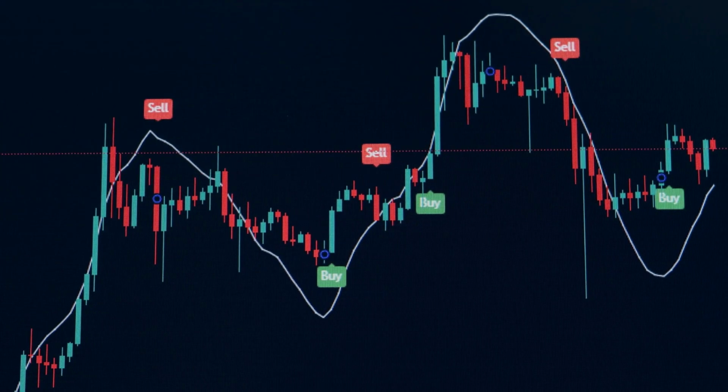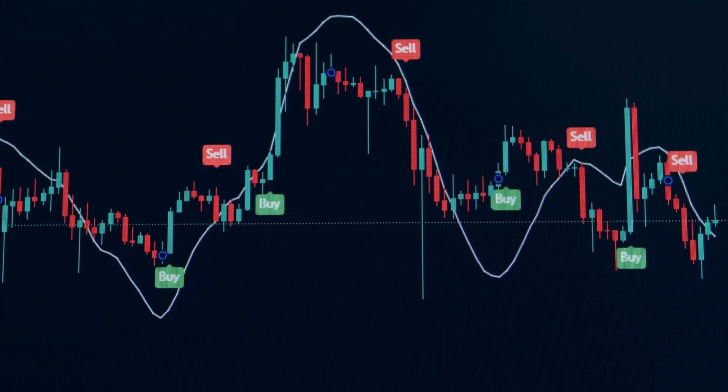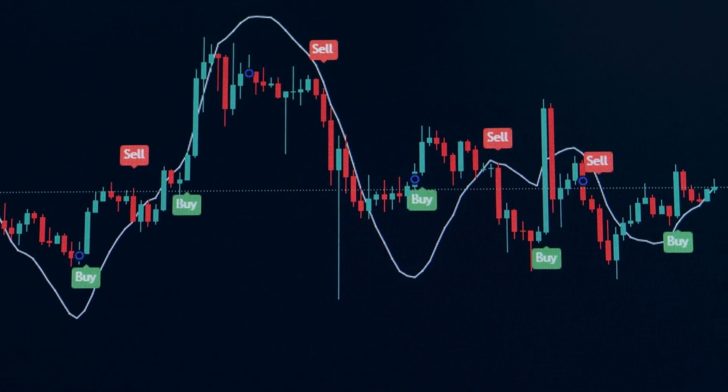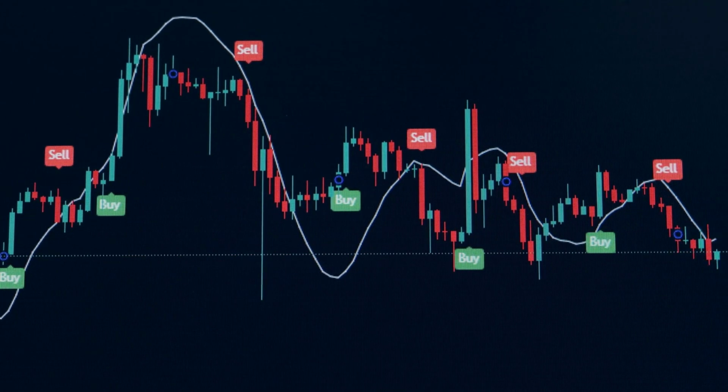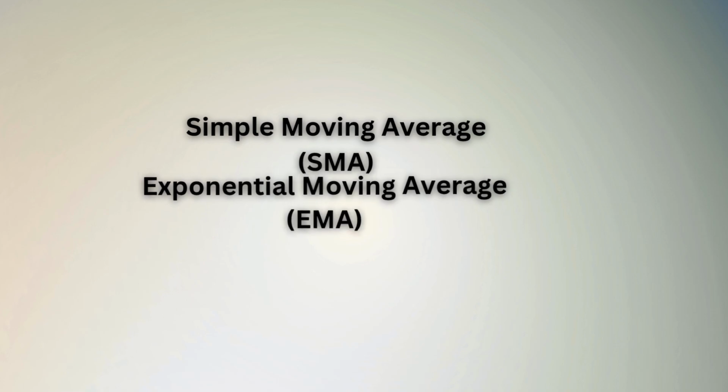It's simply the average price of an asset over a period of time, and it smooths out the price data to help us identify the trend direction, which is very critical in trading. So there are mainly two types of moving averages. One is the simple moving average, that is SMA, and another one is the exponential moving average, that is EMA, and these are the abbreviations I'm going to use in this video.